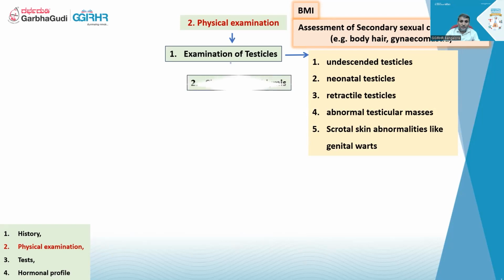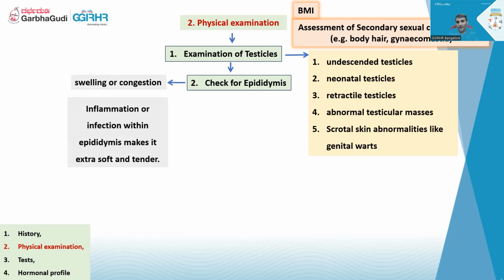Now the second one, check the epididymis. This is very, very important because the testis produces the sperm, which then comes to the epididymis and matures there. So how to evaluate the epididymis? This is a general overview I'm giving. In depth, you can read the infertility books and get in-depth knowledge. This is just a summary of one book.